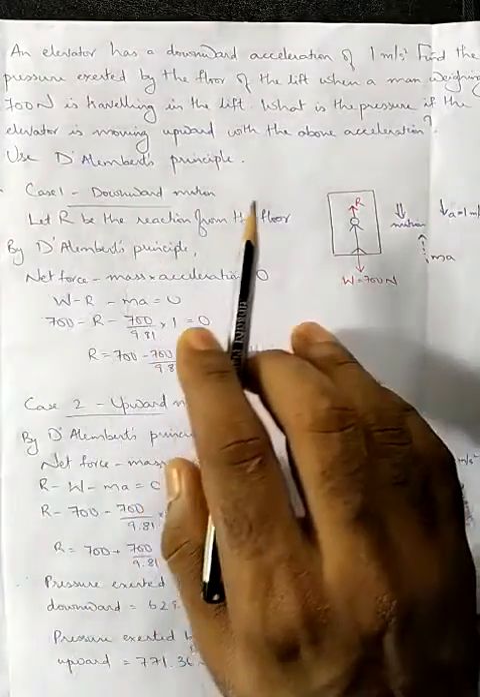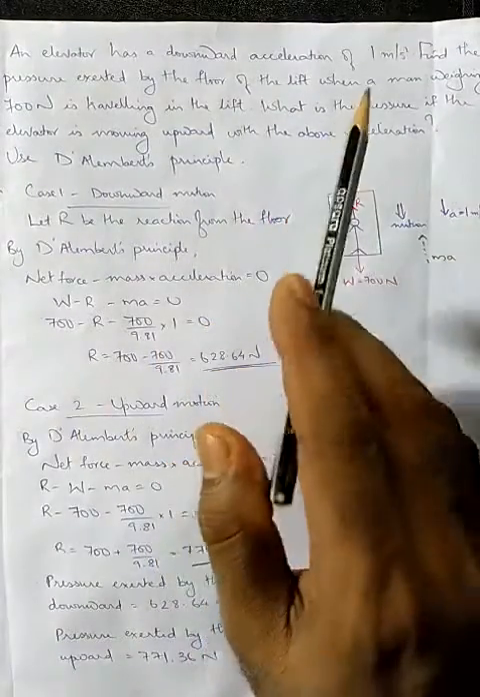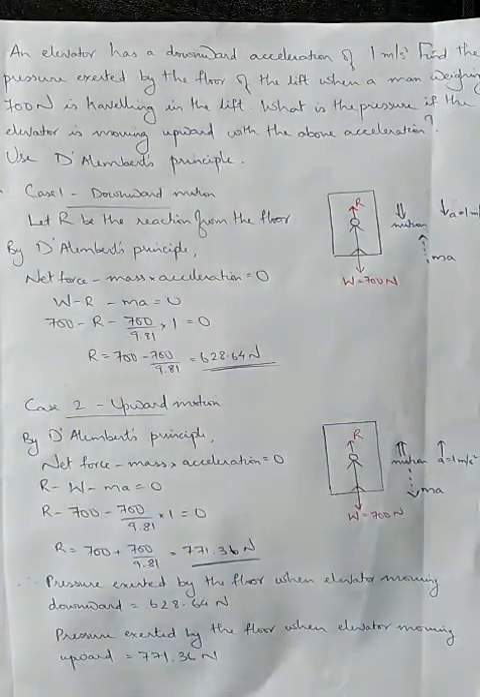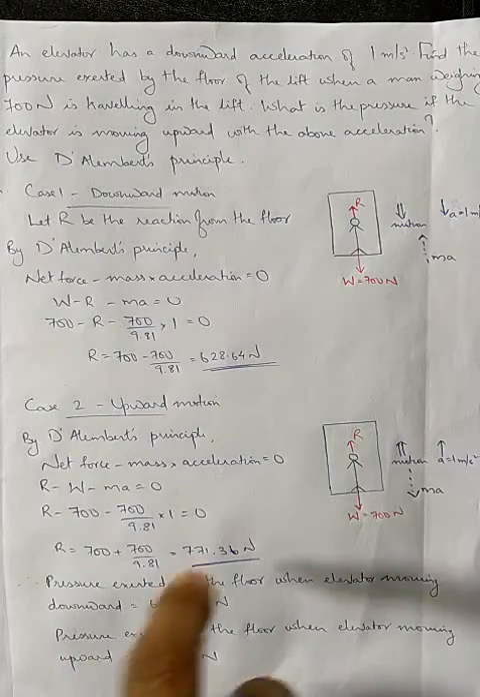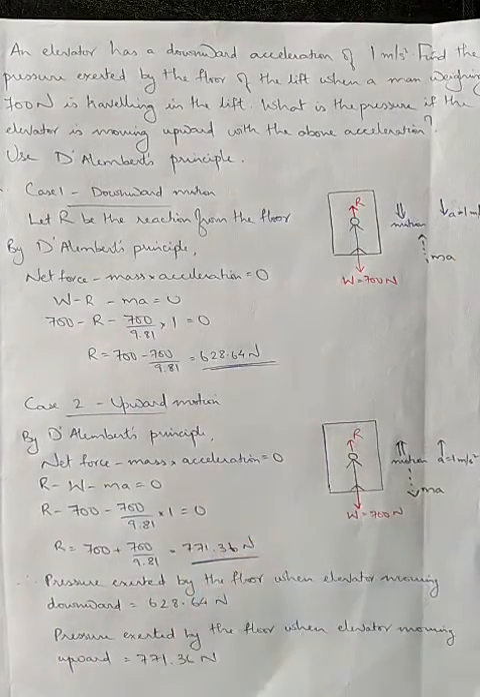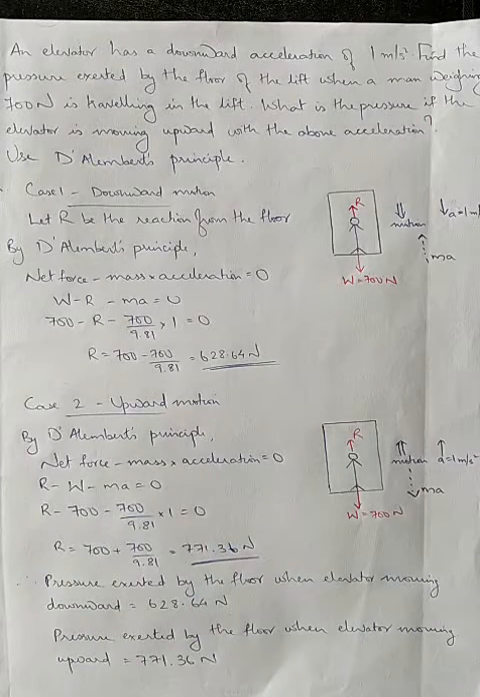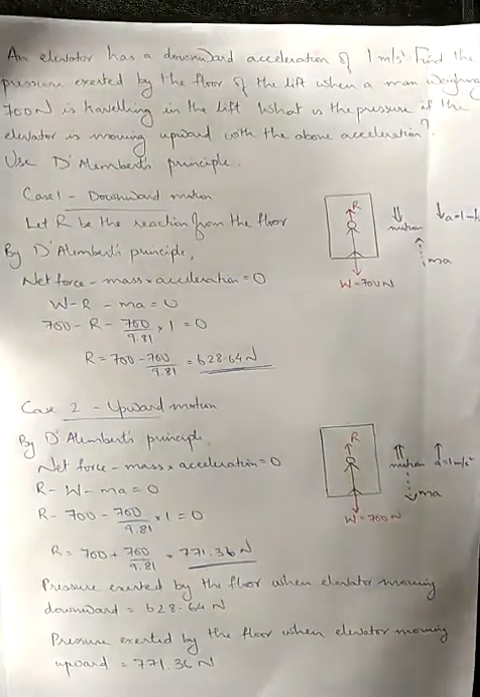The first problem is: an elevator has a downward acceleration of 1 meter per second square. Find the pressure exerted by the floor of the lift when a man weighing 700 Newton is traveling in the lift. What is the pressure if the elevator is moving upward with the above acceleration? Use D'Alembert's principle. So what we did over there, initially we will be drawing a figure.